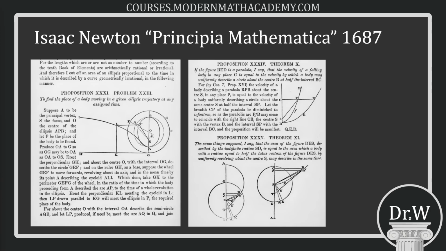Here are two random pages from Isaac Newton's Principia Mathematica, just to show you. So here we have a proposition, and we have a little sketch drawing here, and we have some text, the labeling. If I didn't tell you that this was Newton, you would potentially think that this was Euclid. This is exactly what Euclid's text looked like. You'll notice here at the very start of the page, "for the lengths which are not as number to number," according to the 10th book of Elements. Right here at the very top of this page, Euclid is being cited by Newton himself. And so this is in 1687.